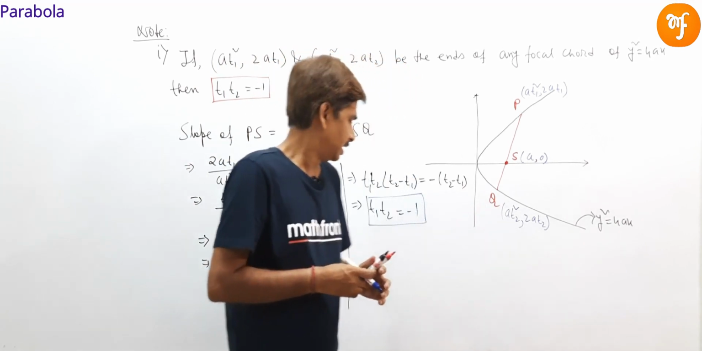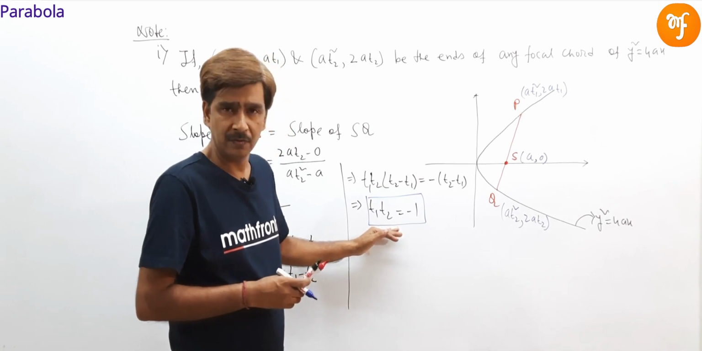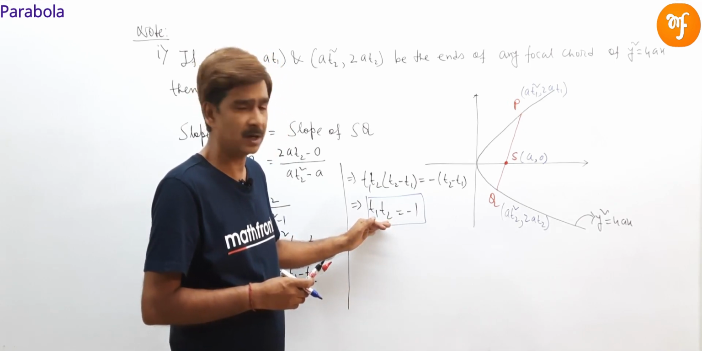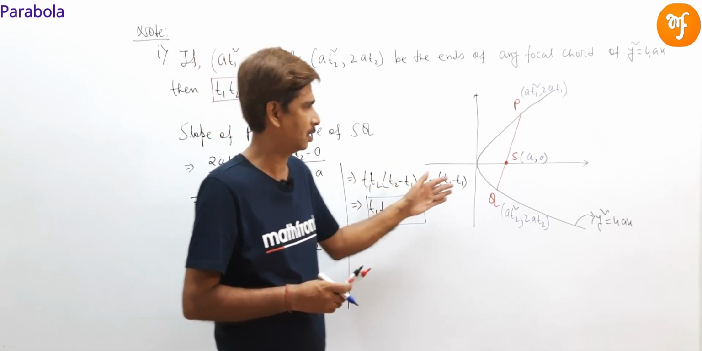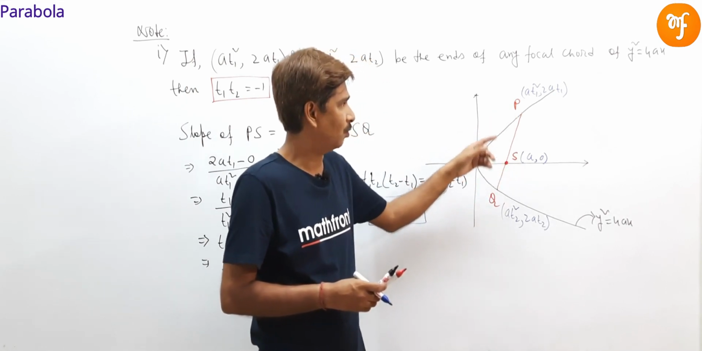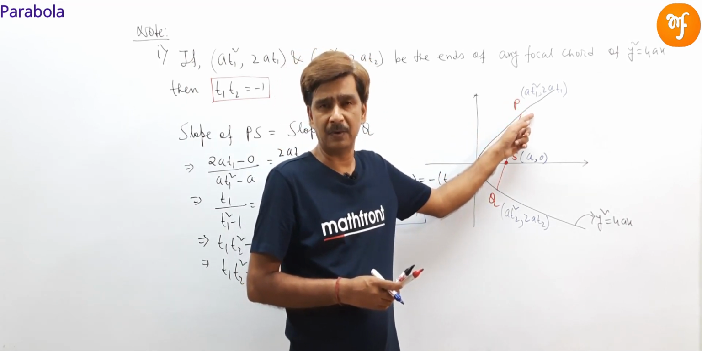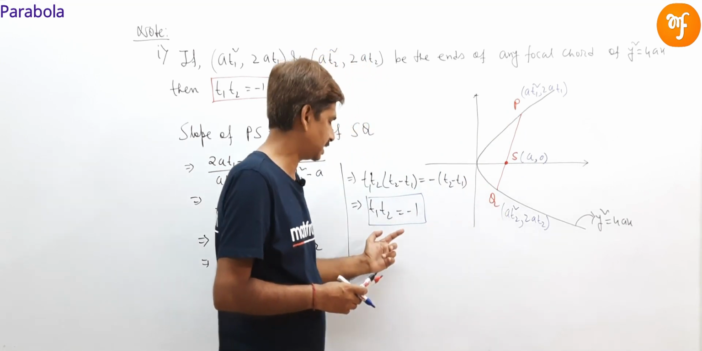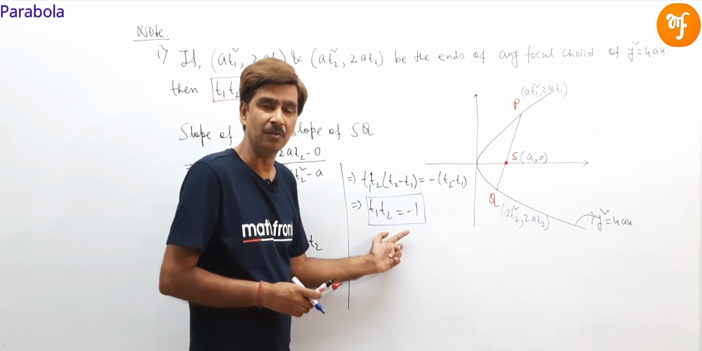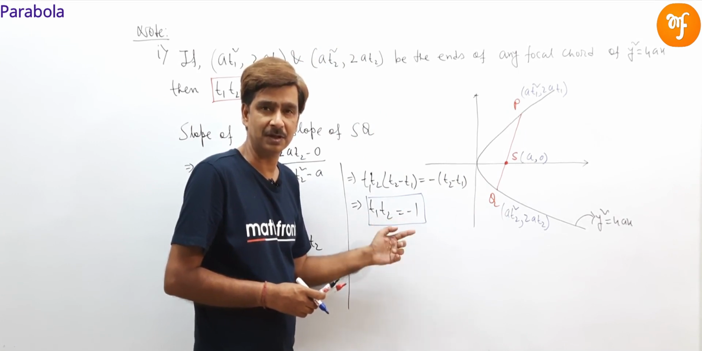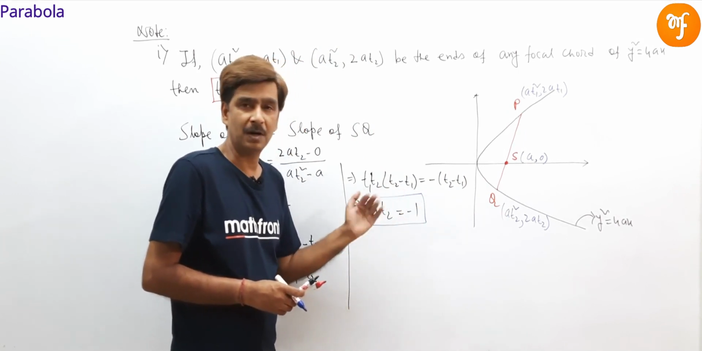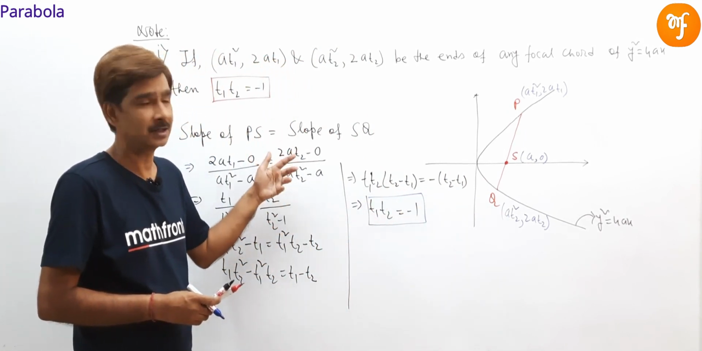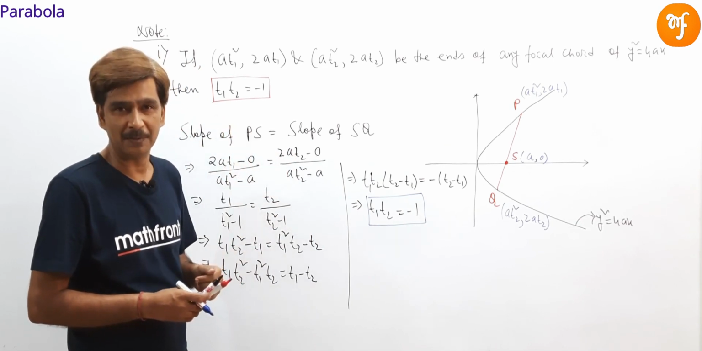Clear? This is very useful, as I told you, for numericals. Normally in the types of questions on focal chord, when one end of any focal chord of the parabola is given, then to find the other end we can directly use this property. We'll discuss the numerical based on this later. Now let's come to the next short trick related to the parabola.